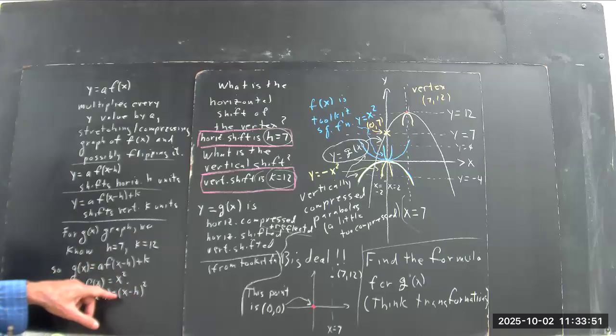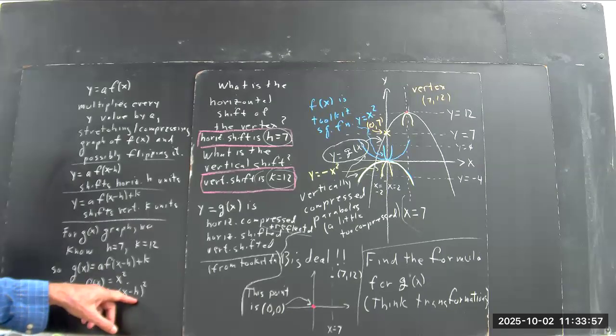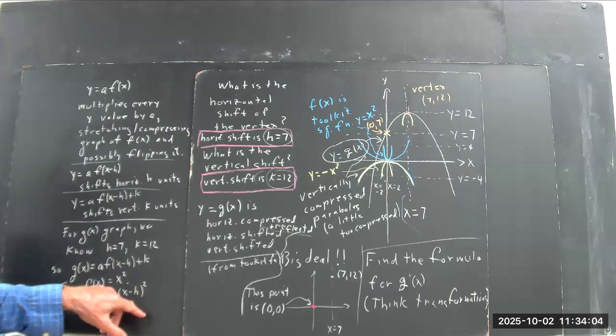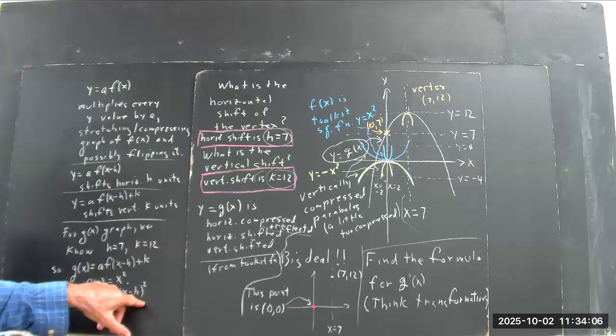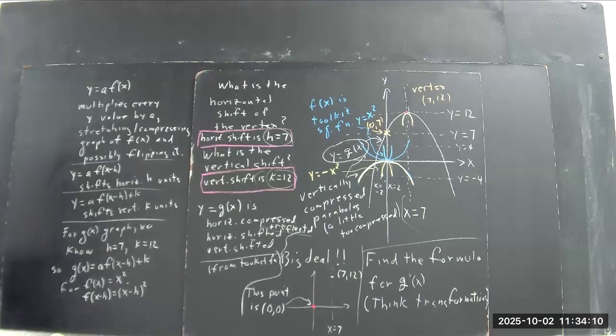So it's x minus h squared with parentheses around the x minus h, because we don't want to do x minus h squared, which means we don't do anything to x, we just square h. So if parentheses isn't there, only h is getting squared. If parentheses is there, the whole x minus h has to be squared. Okay, so f of x minus h equals x minus h squared.